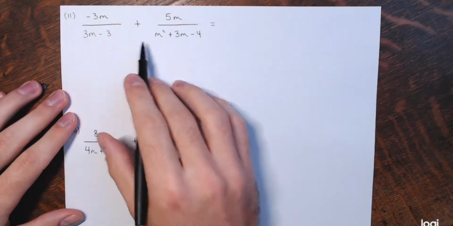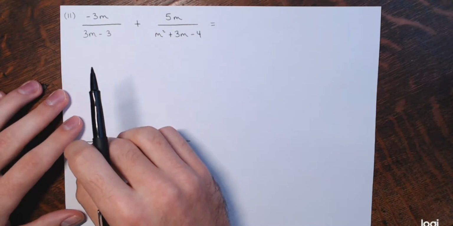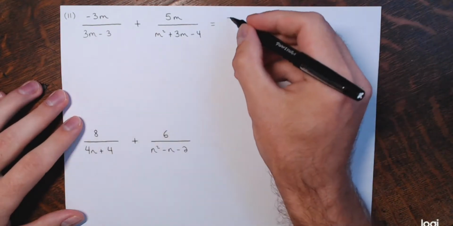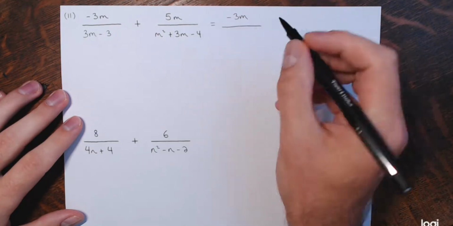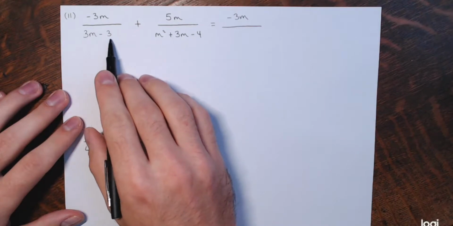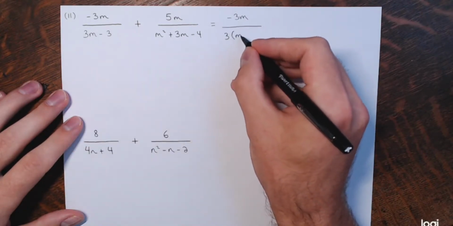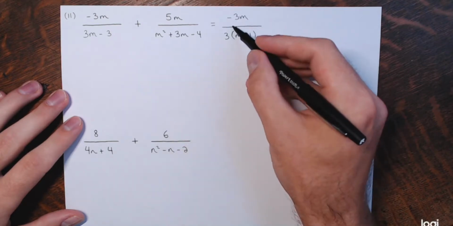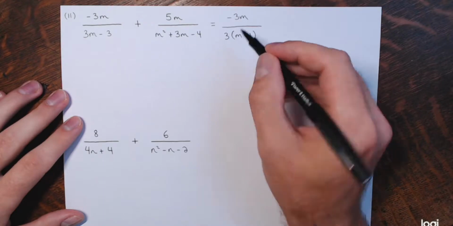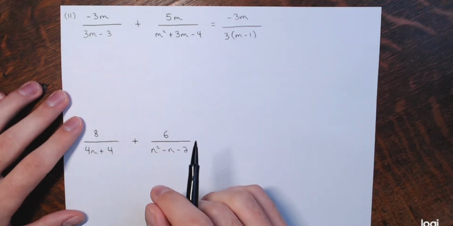So first I factor each denominator completely. So first fraction, we have negative 3m in the numerator, and 3m minus 3 factors to 3 times m minus 1. Now you could cancel this factor of 3 in this first fraction here, but I'd say save it. Alright, we'll wait till the end to do some canceling.